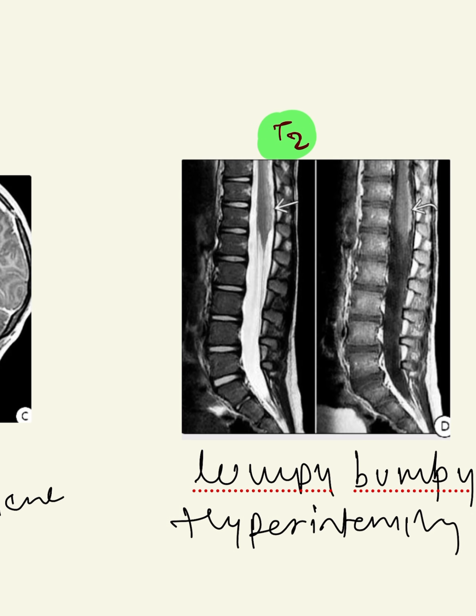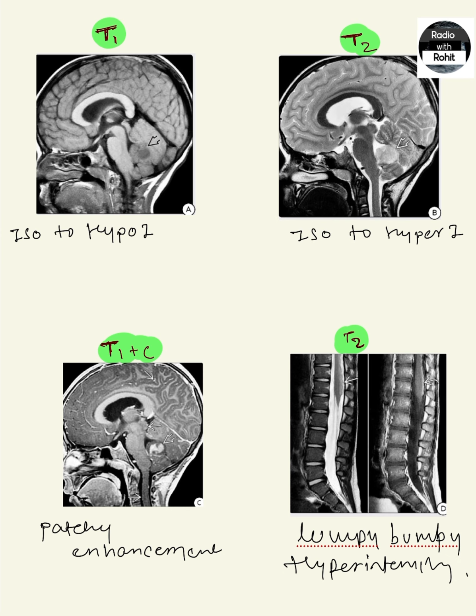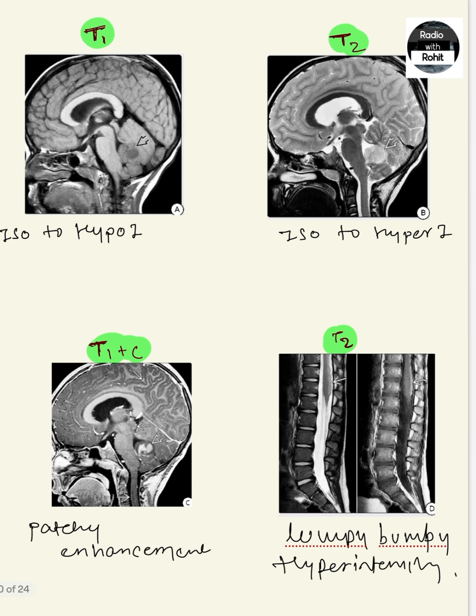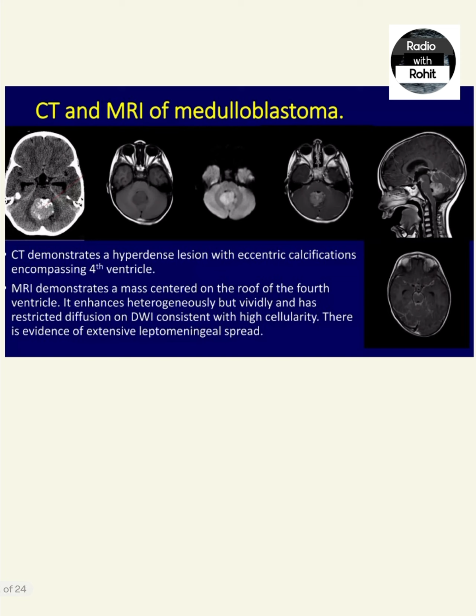Also, because it spreads through the CSF, we have to scan the whole neural axis. So here we can see a lumpy bumpy appearance on post contrast on the dorsolumbar MRI scan. So, what are the CT and MR findings of medulloblastoma?